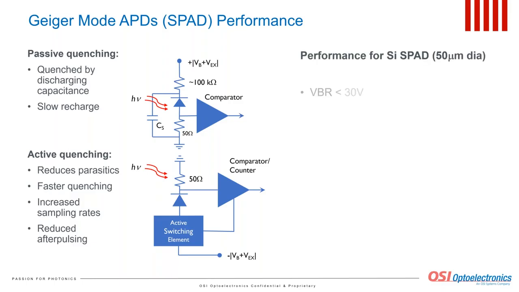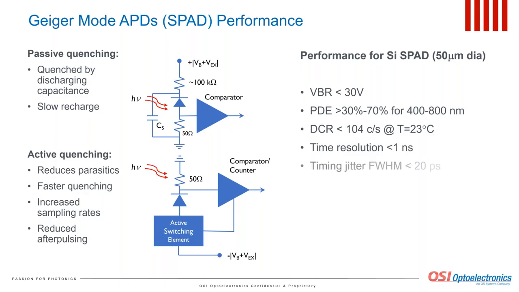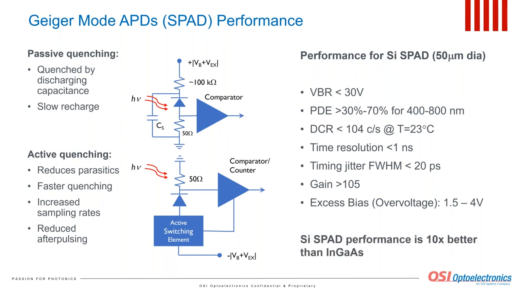Performance achieved for silicon APDs is the following. Breakdown voltage below 30 volts, photon detection efficiency around 30 to 70% for up to 800 nanometer spectral range, dark count rate below 10 to power 4 counts per second at room temperature, time resolution less than 1 nanosecond, and gain is over 10 to power 7. Performance achieved for InGaAs APDs is about 10 times worse than that for silicon APDs.